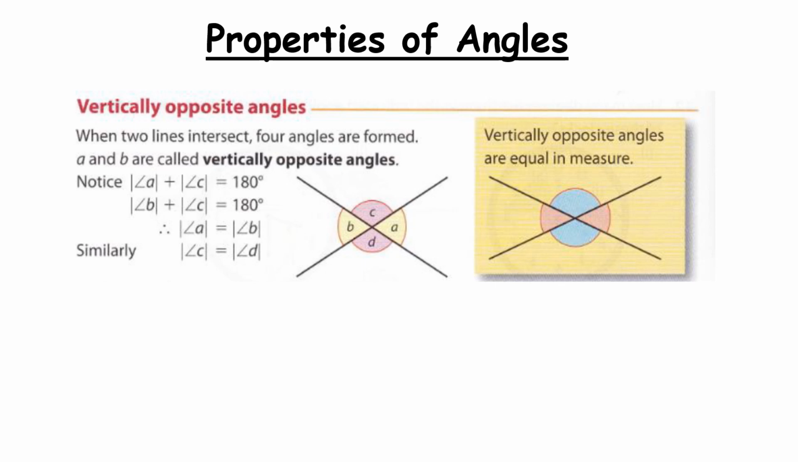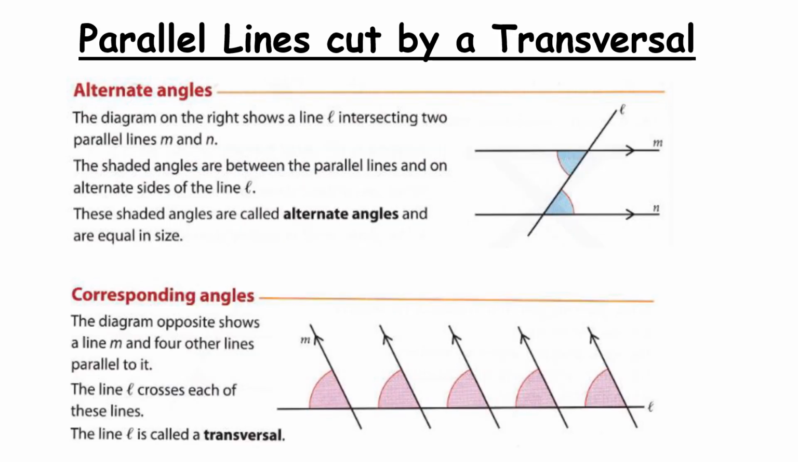We could use a similar logic to prove that C and D are equal. So this is a nice, quick little piece to know. As we're working through questions, we'll be able to say, oh, I know these two angles are the same because they are vertically opposite. So now let's talk about parallel lines that are cut by a transversal.